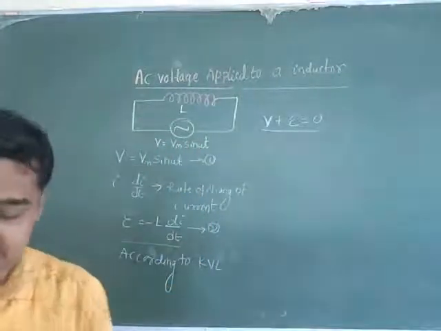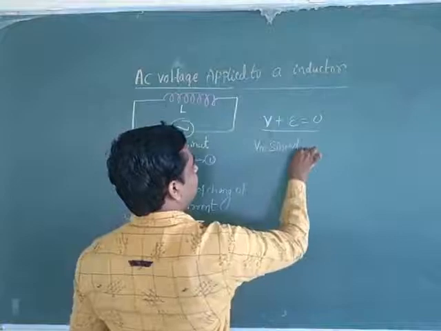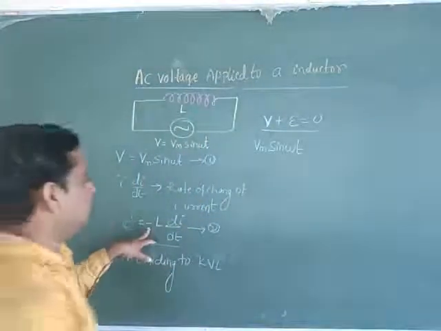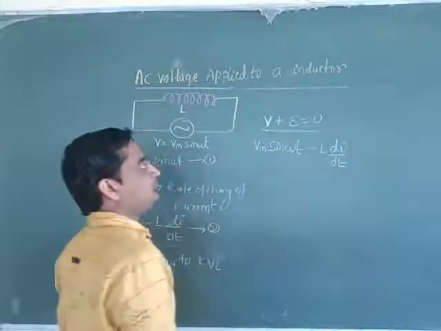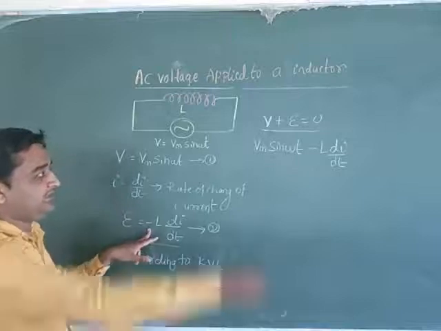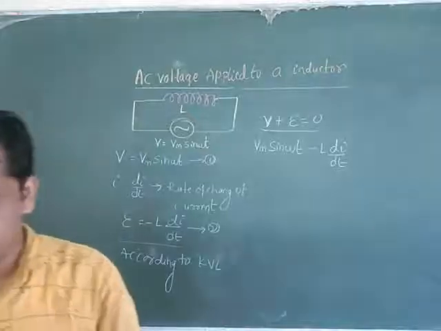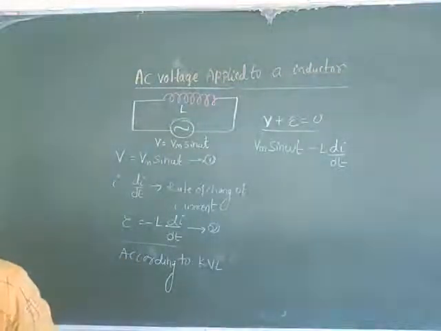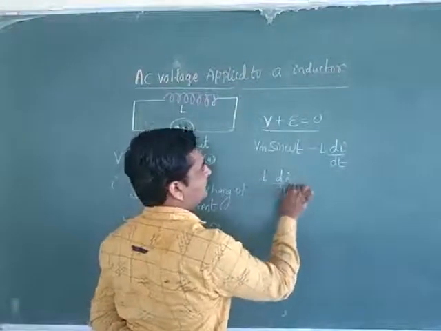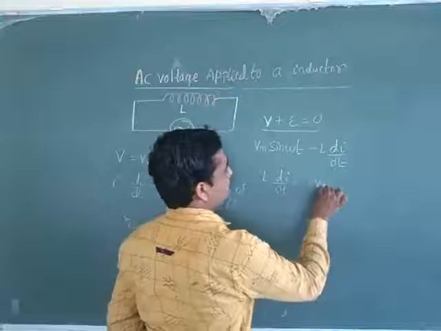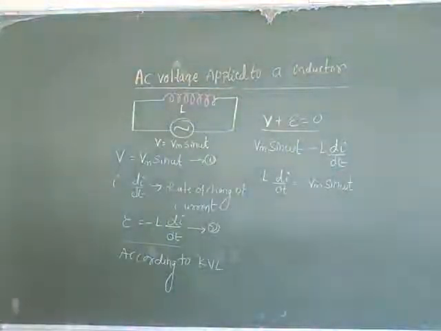So next, what can we write here? V is equal to Vm sin omega t, and E is equal to what? Minus L into di by dt. Substitute the values of V and E in this equation. So 0 is equal to Vm sin omega t minus L into di by dt. Rearranging the terms, L into di by dt is equal to Vm sin omega t, right?